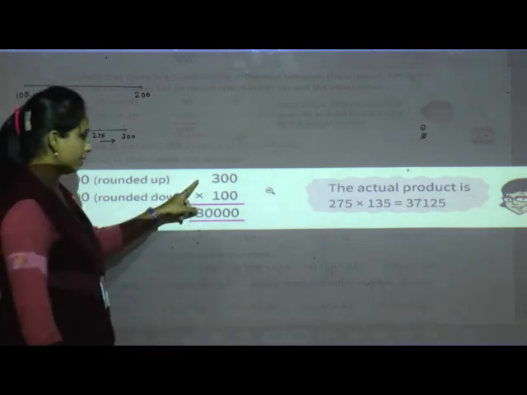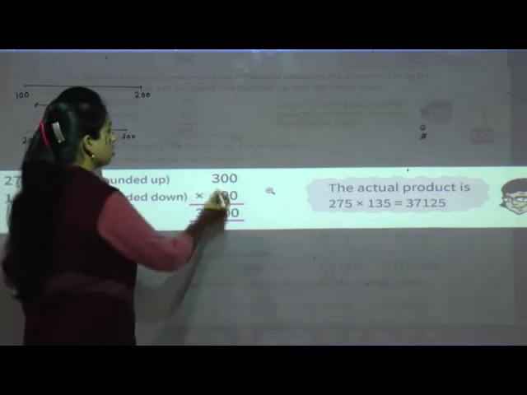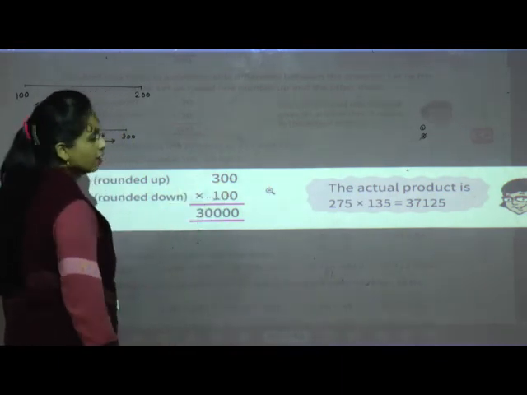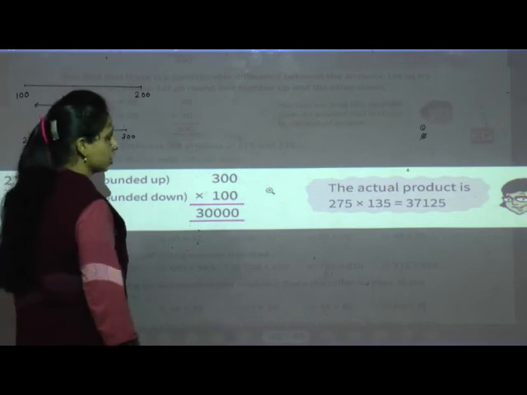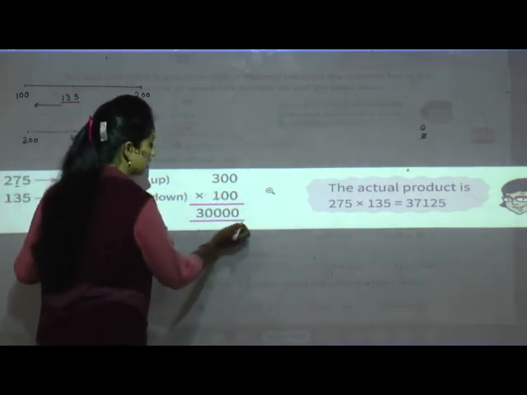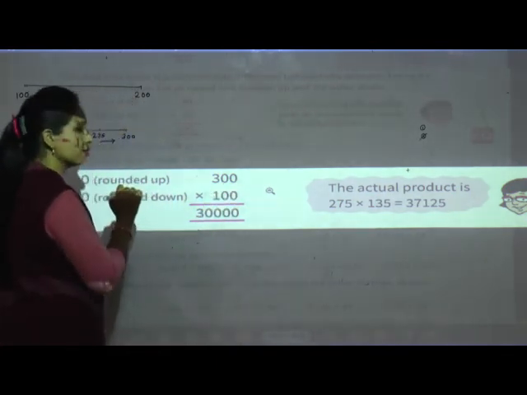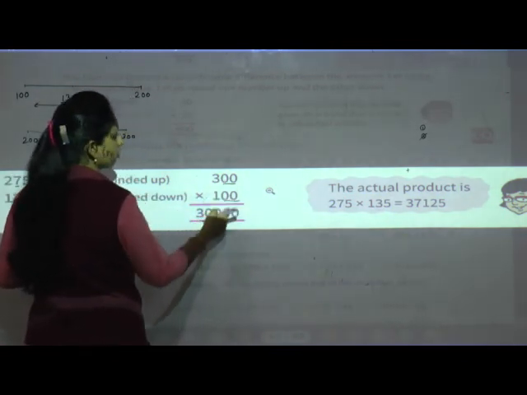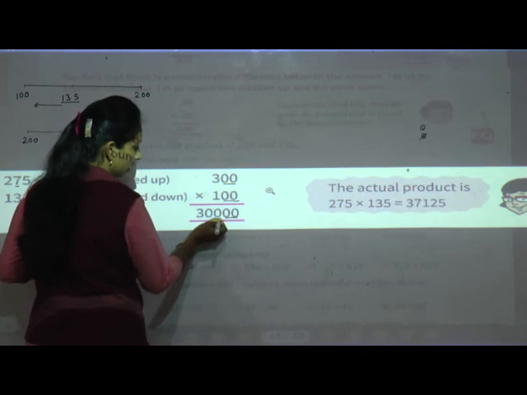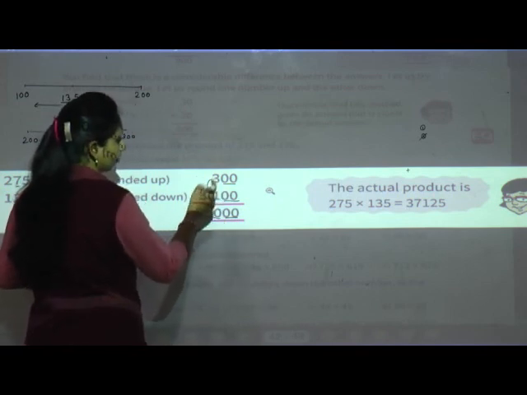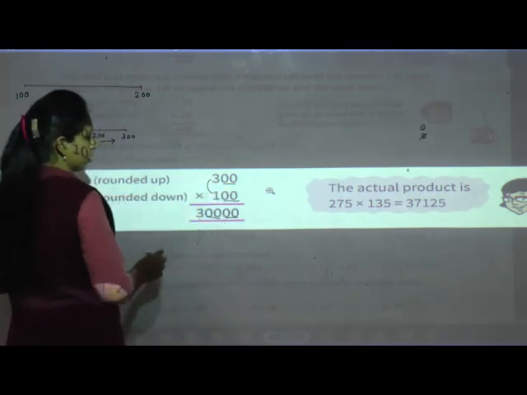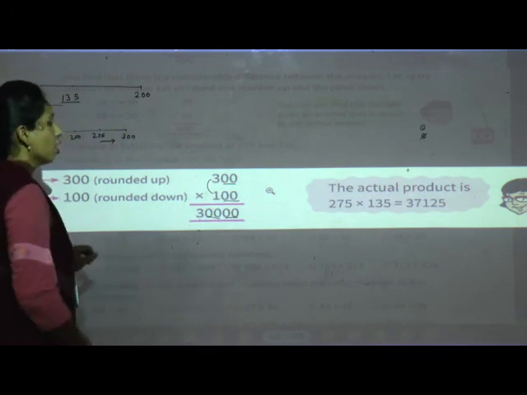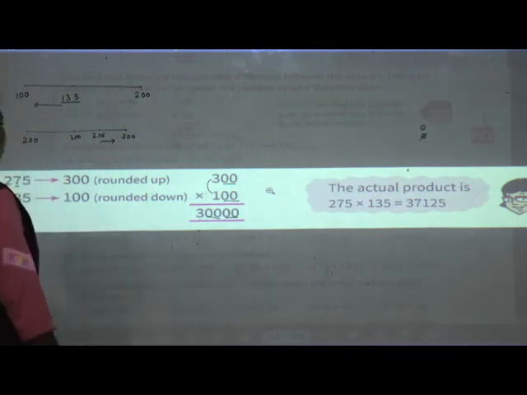Now we will multiply both these numbers. Now 300 multiplied by 100. So we have studied multiplication. Zeros place as they are and multiply the remaining numbers. Now how many zeros are there? 2 here and 2 here. So place both the zeros as they are and multiply the remaining numbers. 3 ones are 3. So what is the answer? 30,000.